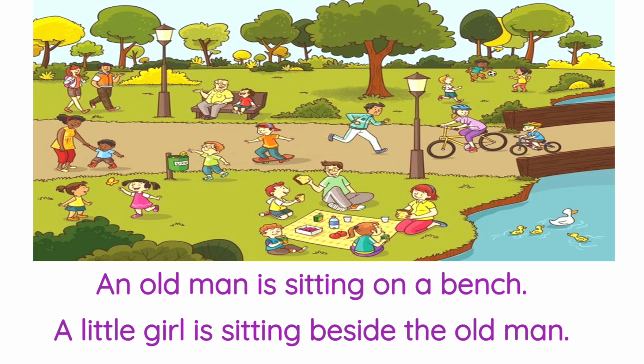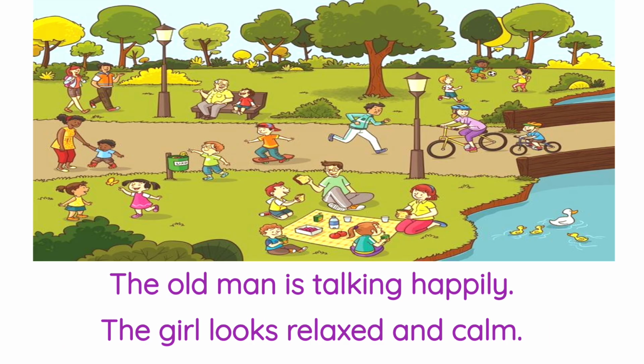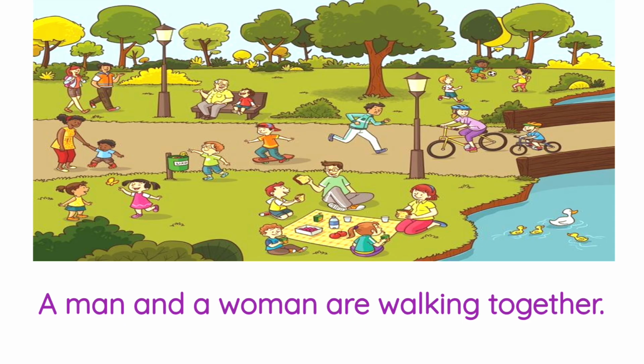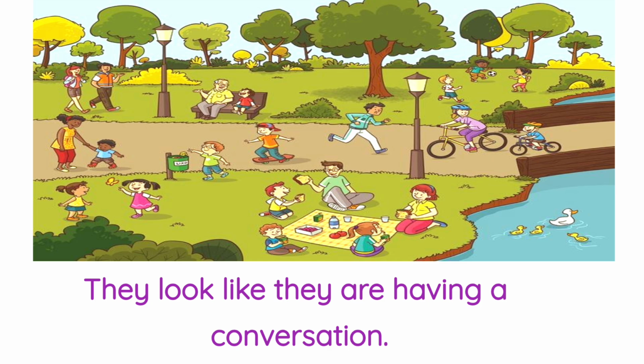An old man is sitting on a bench. A little girl is sitting beside the old man. The old man is talking happily. The girl looks relaxed and calm. Some people are walking on the path. A man and a woman are walking together. They look like they are having a conversation.